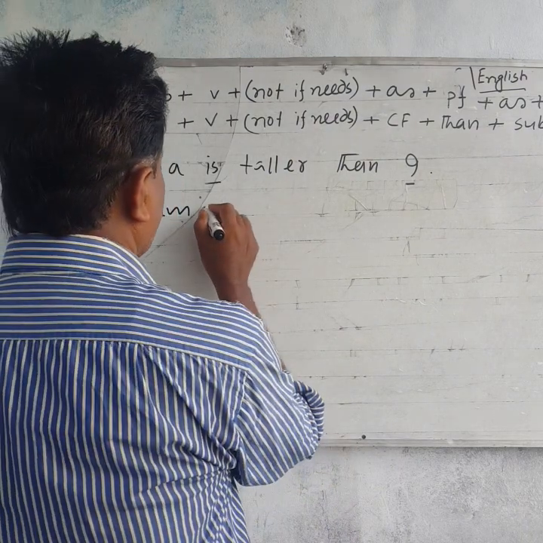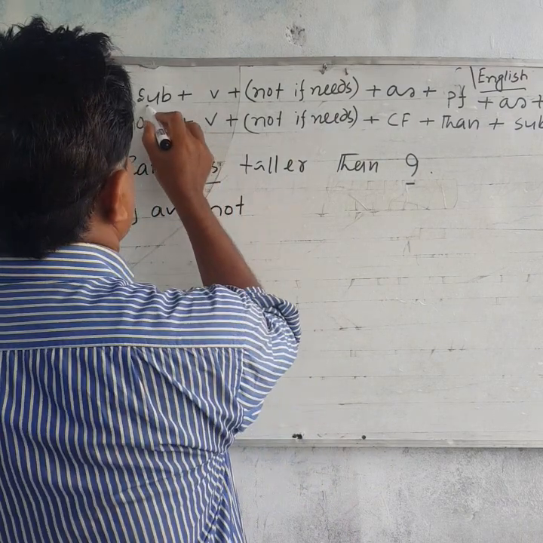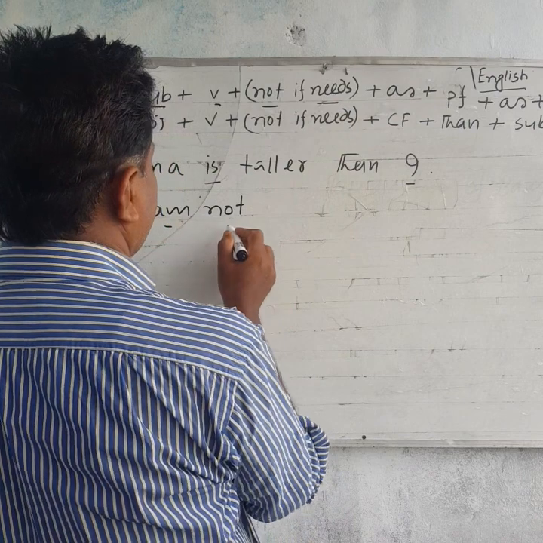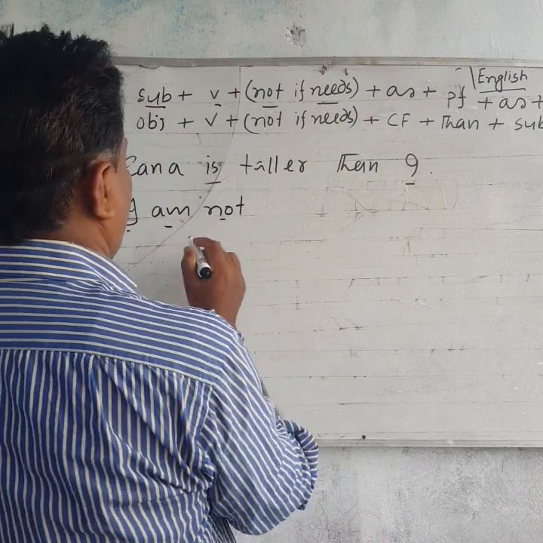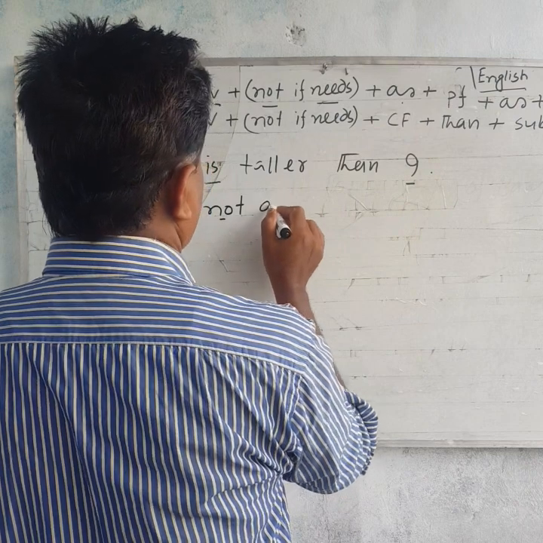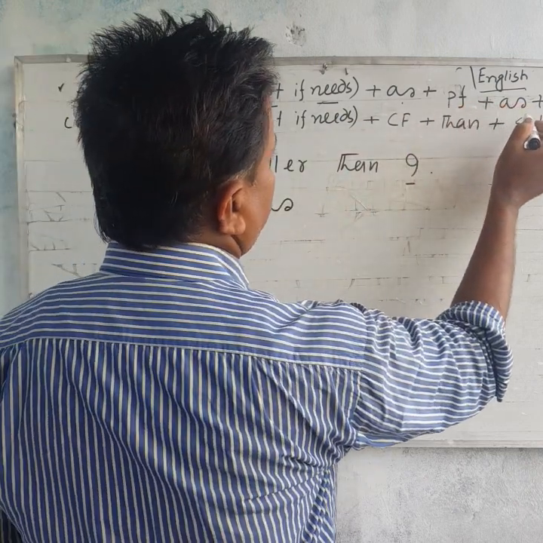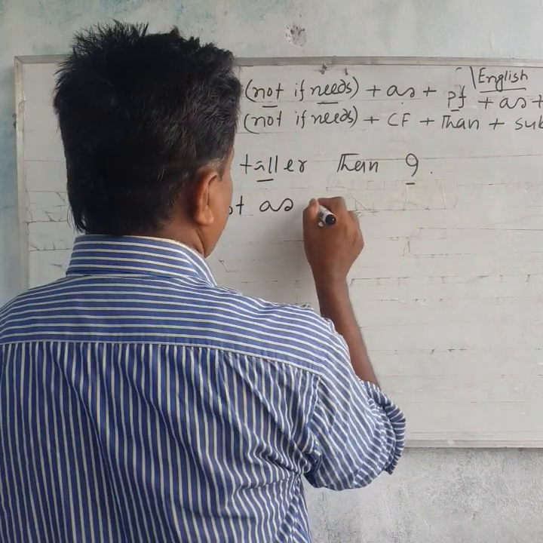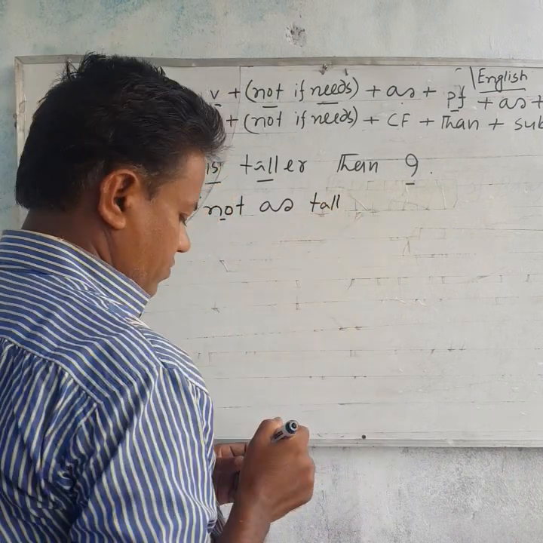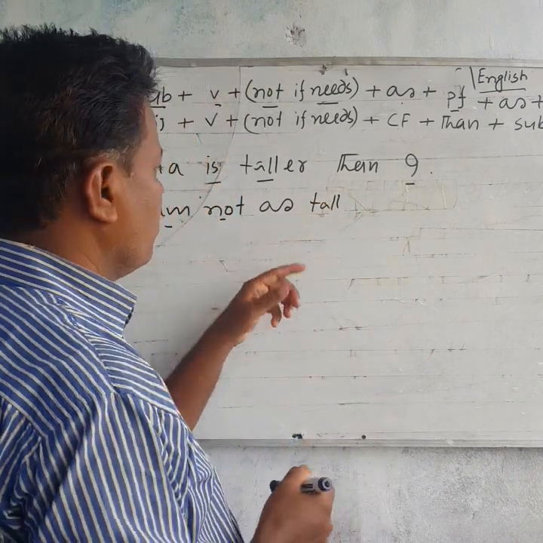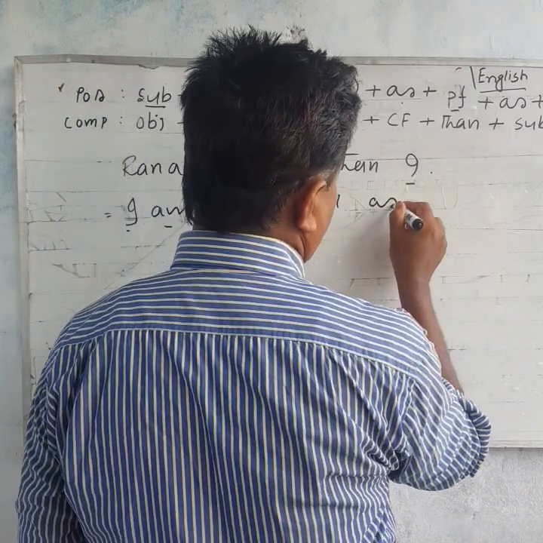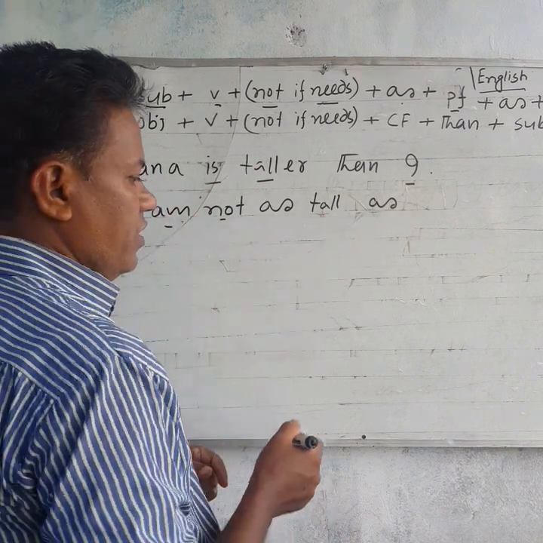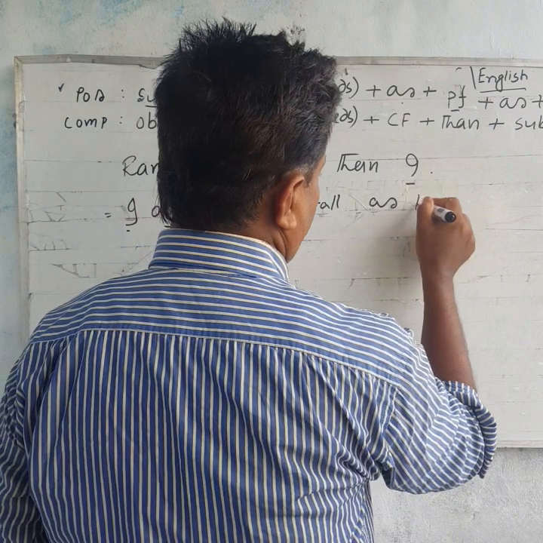That means I am not: subject, verb. Not it needs, but at this moment it is needed. I am not as. Here is positive form. That means taller. The form of taller is tall. I am not as tall as. Now subject will replace in this place: Rana.